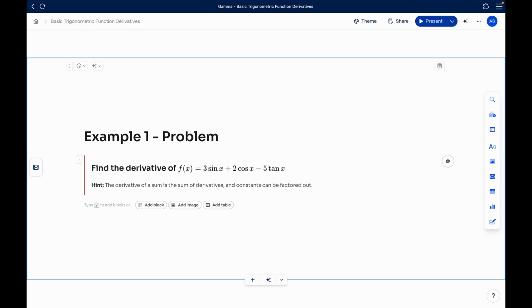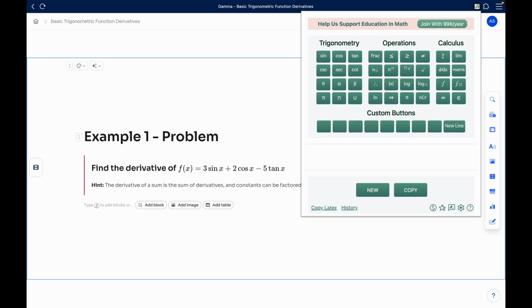Now, you might wonder why I keep coming back to the limit definition of the derivative. It's because limits, and the limit definition of the derivative in particular, are so foundational to how we view derivatives that I really can't stress enough how important it is to understand that and how it works, as it will provide really good insights in the future. So, let's get started on the problem. Right now, our problem is f of x is equal to 3 sine x plus 2 cosine x minus 5 tangent.